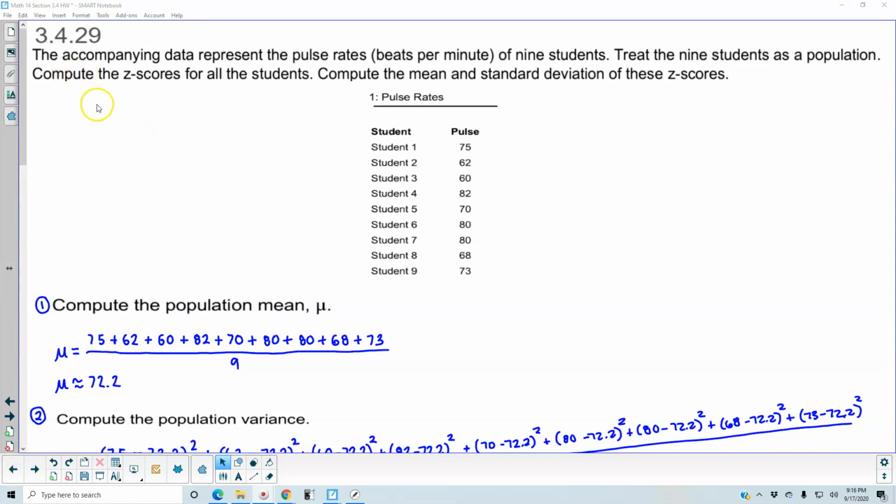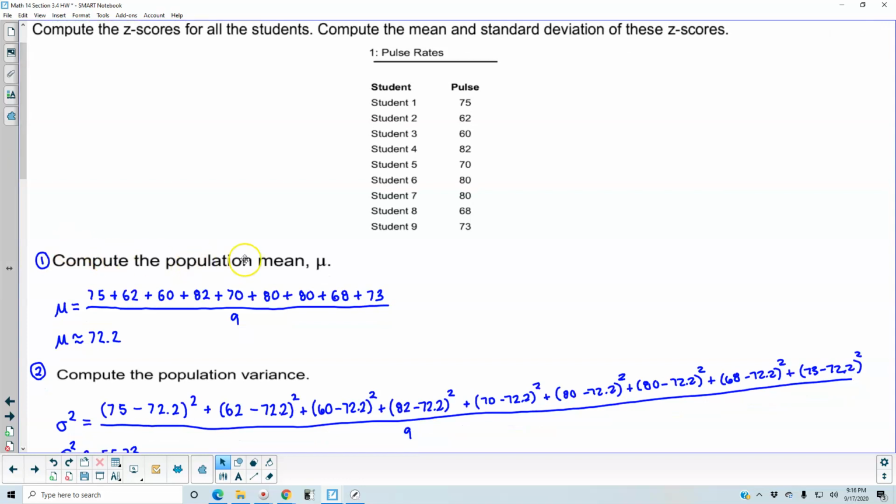Section 3.4.29, the accompanying data represent the pulse rates in beats per minute of 9 students. Treat the 9 students as a population. We're going to compute the z-scores for all the students, and then we want to compute the mean and standard deviation of these z-scores. Okay, now the first thing we need to do is compute the population mean of the data that we have.